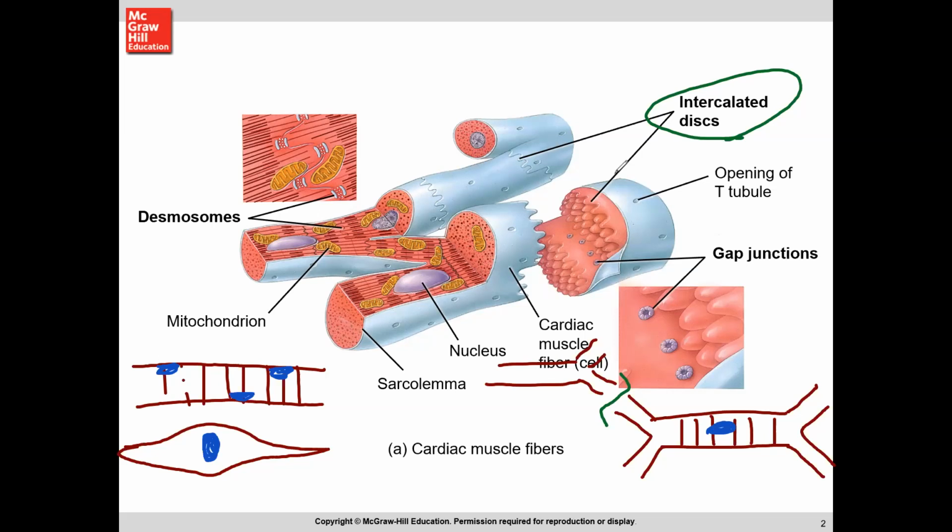The intercalated disc is the junction between two cells. This junction is composed of gap junctions and desmosomes. As you know, the gap junctions are tiny tunnels between two adjacent cells. The gap junction can help transmission of electricity, ATP, or different types of nutrients between cells. And the desmosome is the cell junction which can help the cells attach to each other physically. So in the intercalated disc, we can see both gap junctions and desmosomes.